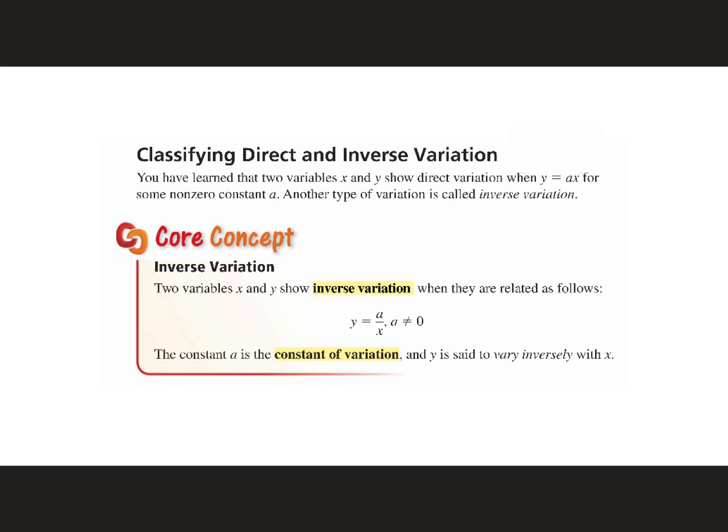It says you've learned that two variables x and y show direct variation when y equals a times x for a non-zero constant. That doesn't mean anything to you guys. I understand that. What does the word inverse or indirect mean? Opposite, yes? So this is what I want you guys to focus on.